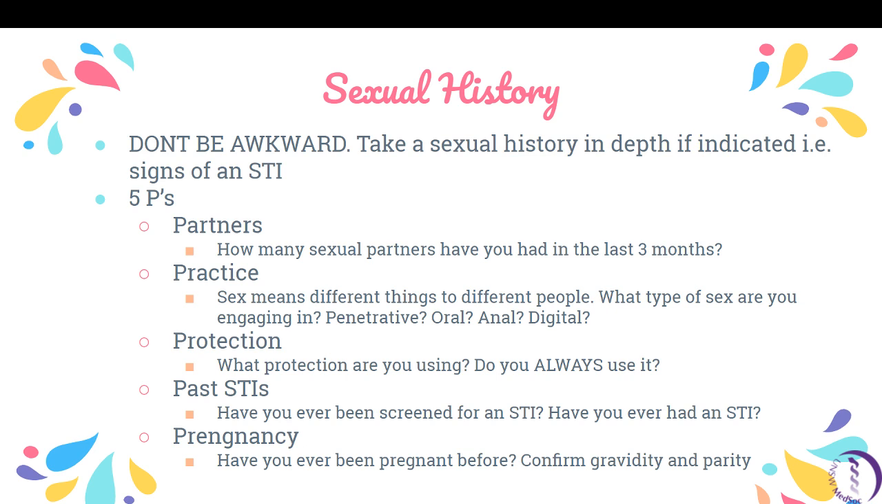Okay. And you also want to ask about protection. So what protection are they using? And you just want to ask, are they always using it? Okay, so usually they'd say that they're using condoms. So you just want to make sure, are they using condoms most of the time, or are they using them all of the time?